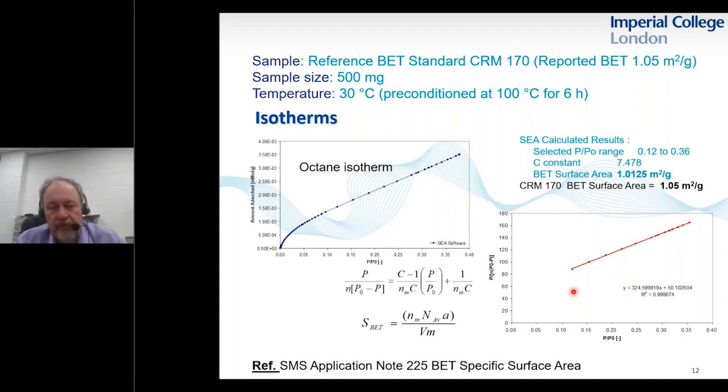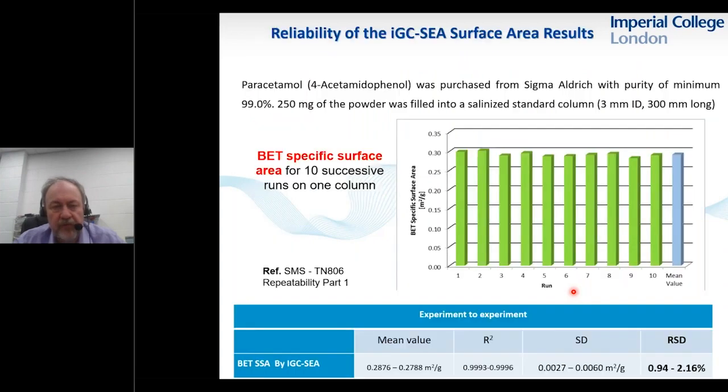But of course, what happens if we want to do some low surface areas? Here's some data at low surface areas. It's a single column repeated 10 times. It's 0.28 meters squared per gram, pretty low. Doing this with nitrogen would be really quite a problem. Indeed, it would probably be rather unsuccessful. We can get errors of about 1 to 2% for very low surface areas, which is really quite a nice thing. This particular material is paracetamol, so a standard crystalline pharmaceutical material.